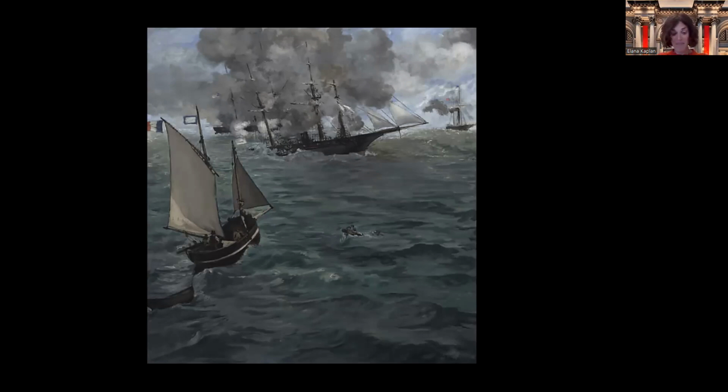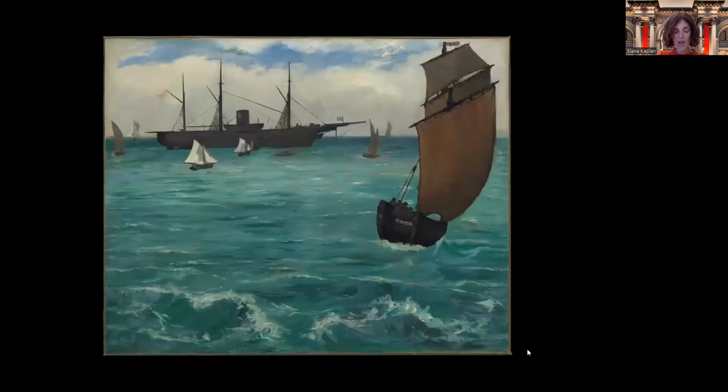Now, remember that Manet supported the Union and Degas supported the Confederacy. So that was something that they had some conflict about. Manet did another painting. This is called the Kearsarge, or the USS Kearsarge.